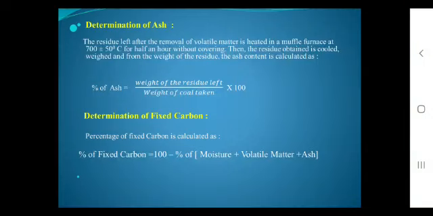Now the fourth and very important, determination of fixed carbon, because we know that the greater the percentage of fixed carbon, the better is the quality of coal, because greater is the calorific value of coal. So how is the percentage of fixed carbon calculated? By subtracting the previous three contents from 100, because we have calculated in the form of percent. So percentage of fixed carbon is equal to 100 minus percentage of moisture plus volatile matter plus ash.